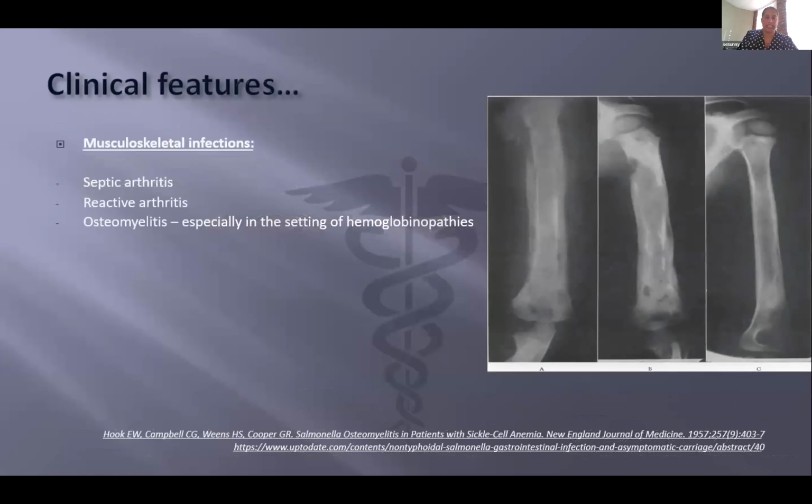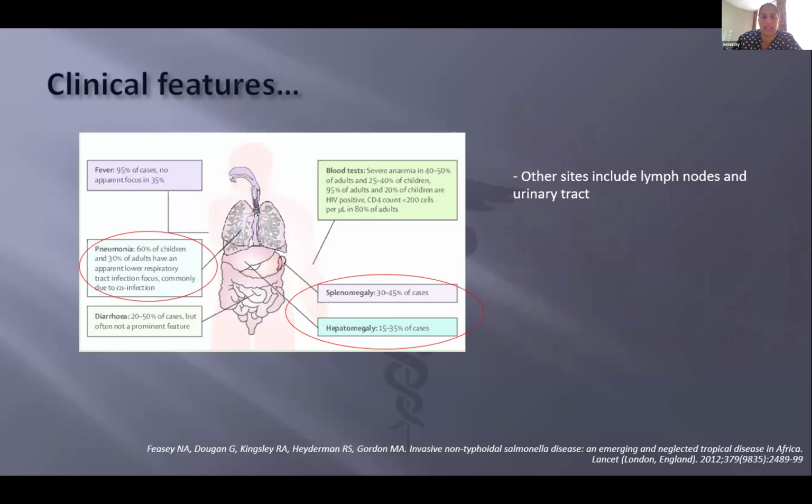You can get musculoskeletal infections, so septic arthritis, reactive arthritis, like I mentioned, and osteomyelitis, especially in the setting of hemoglobinopathies. This is thought to be because when you have hemoglobinopathies, you may have sequestration, for example with sickle cell, and that results in bone infarcts. If you have a transient bacteremia, you may have seeding of that particular area, and that results in osteomyelitis. I've seen one case when I was an intern in pediatrics of a patient known with sickle cell that was subsequently diagnosed with non-typhoidal salmonella osteomyelitis.